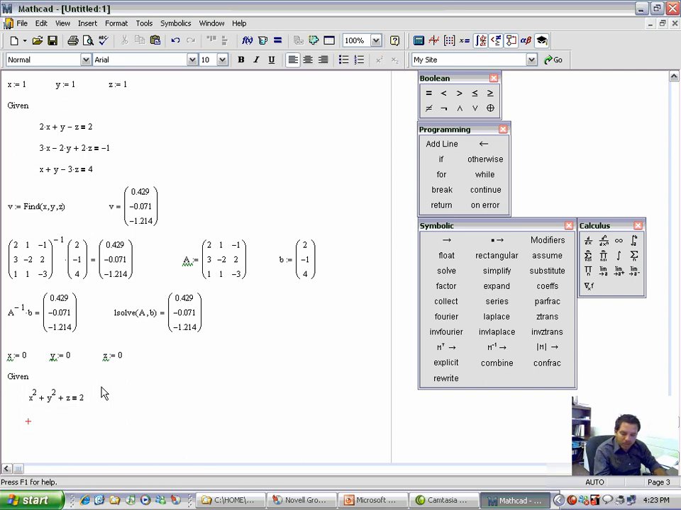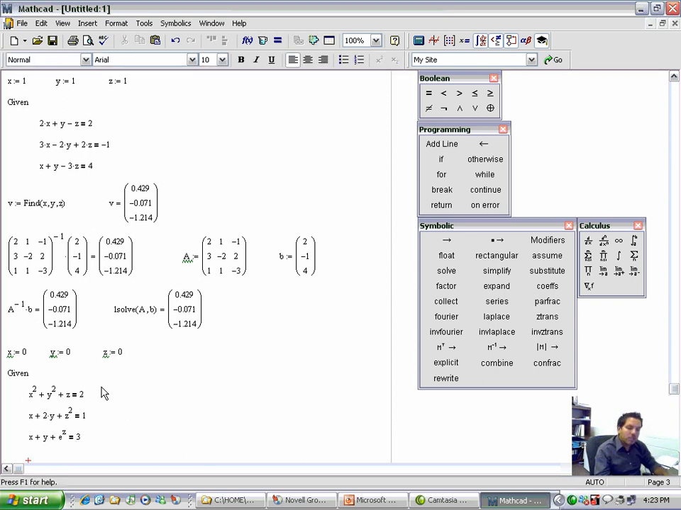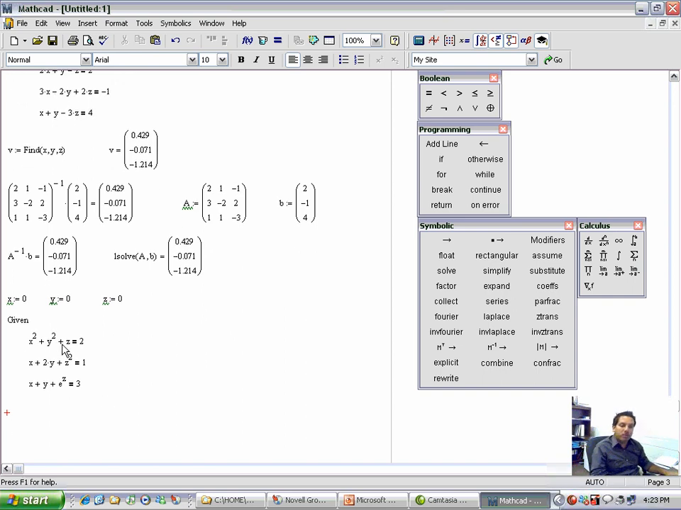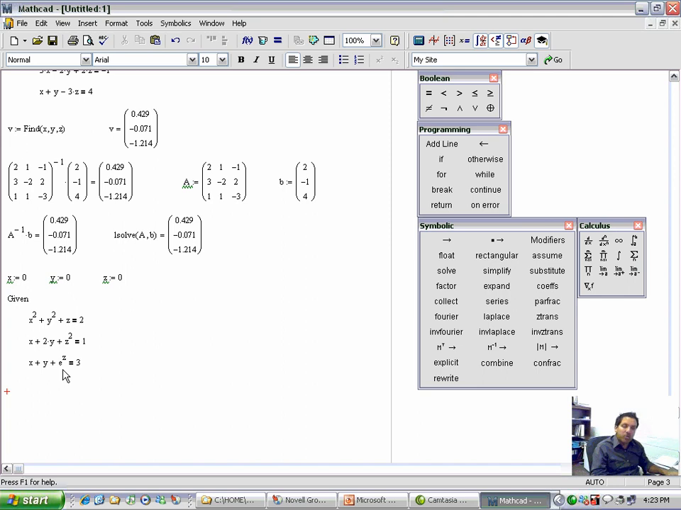And then the second equation is x plus 2y plus z squared is equal to 1. And then the third equation is x plus y plus e to the z is equal to 3. Now this is a system that has the same number of unknowns as equations. Notice we have x, y, and z as unknowns, and we have 3 constraints, 3 equations, or 3 rules that govern the relationship between these variables.